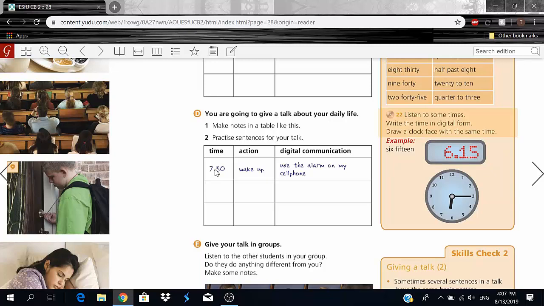So for example, time, I can say I start my day at around 5 or 5:30 a.m., right? Action, wake up, and digital communication, use the alarm on my cell phone. That is correct, okay? And if I want to keep going, I'll probably say at around 6:30, I leave the house and catch the bus, okay? And for digital communication, I'm a big fan of music actually, so I cannot sit on a bus or an Uber with an Uber driver and not listen to music. It really soothes the soul, you guys. So listen to music, or for example, check social media, okay? Why not? Or check email, something of that sort.